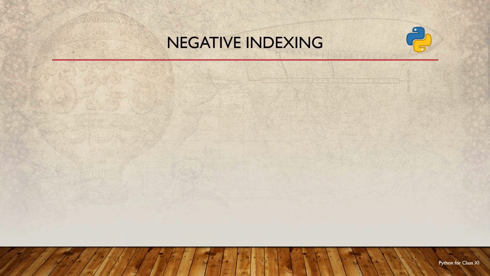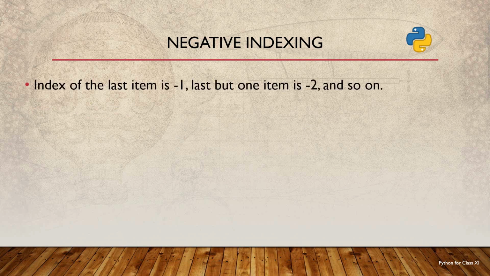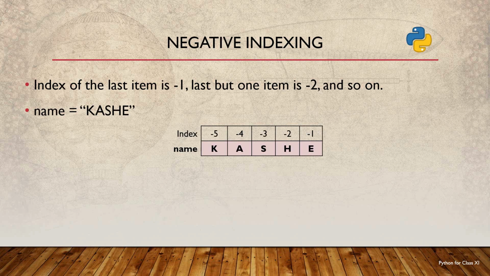Let us consider negative indexing now. In the case of negative indexing, the index of the last item is -1 and the index of the last but one item is -2 and so on. If I consider the same string example, the last character is e, which has the negative index -1, and h has the negative index -2, s has the negative index -3, and like that the first character k has the index -5.